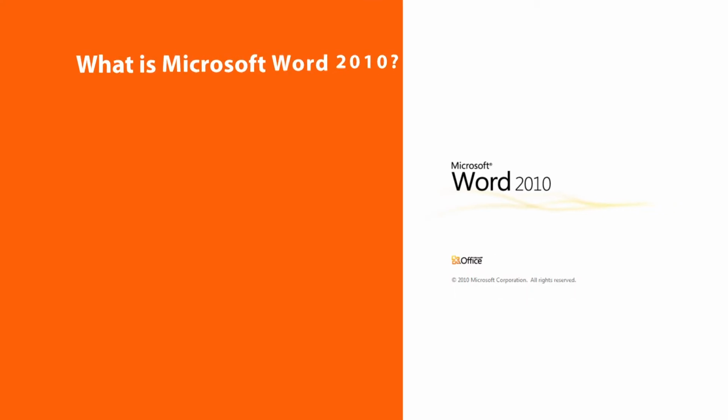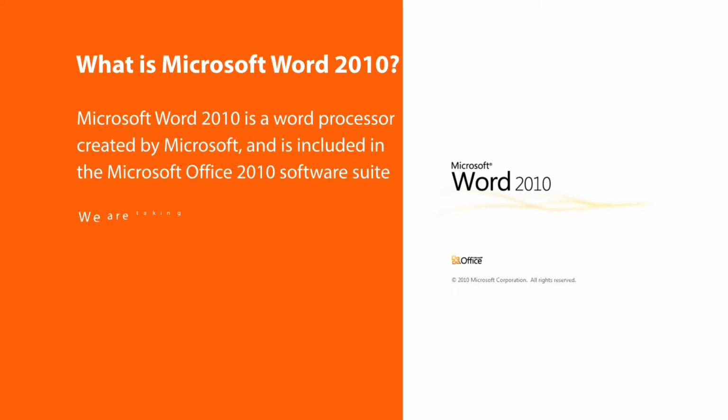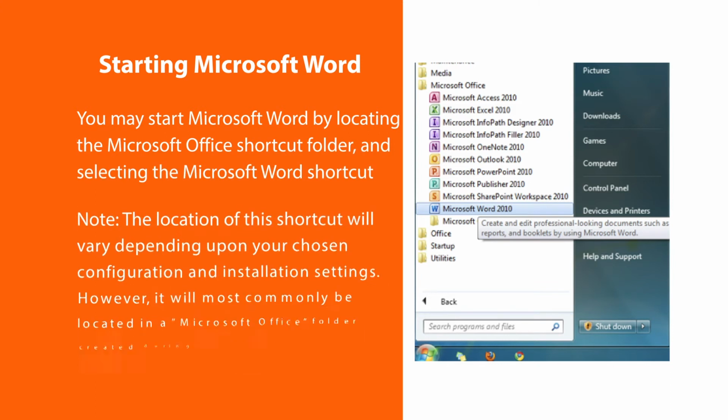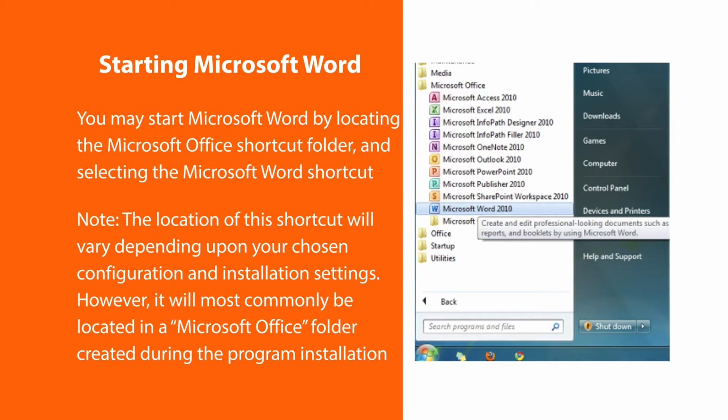So what is Microsoft Word? Microsoft Word is a word processor created by Microsoft and is included in the Microsoft Office 2010 software suite, and in coming days you will find a lot of newer versions coming up. Since we have to explain this format to the learners, we have taken the 2010 software version. If you see this image, when in a Windows operating system we go to Microsoft Office, we find a lot of icons coming up. It starts with Microsoft Access, then Microsoft Excel, then InfoPath, then OneNote, then PowerPoint, then Publisher, then SharePoint, then Word.